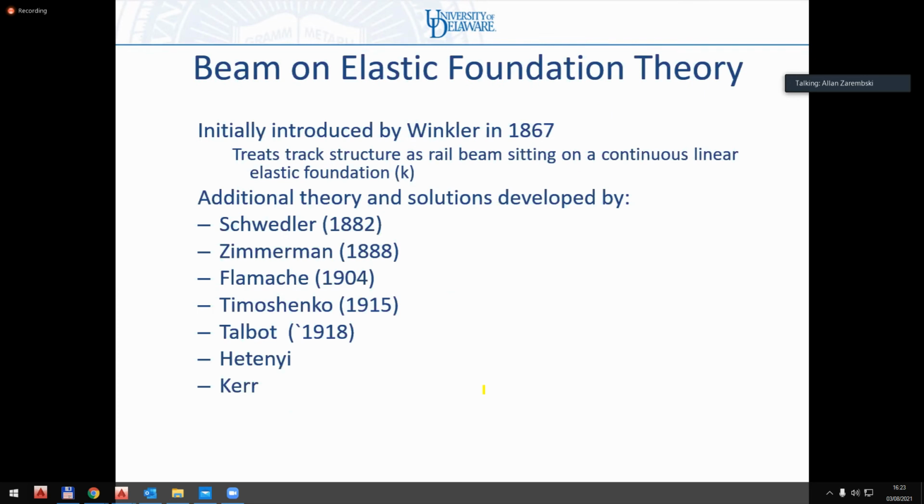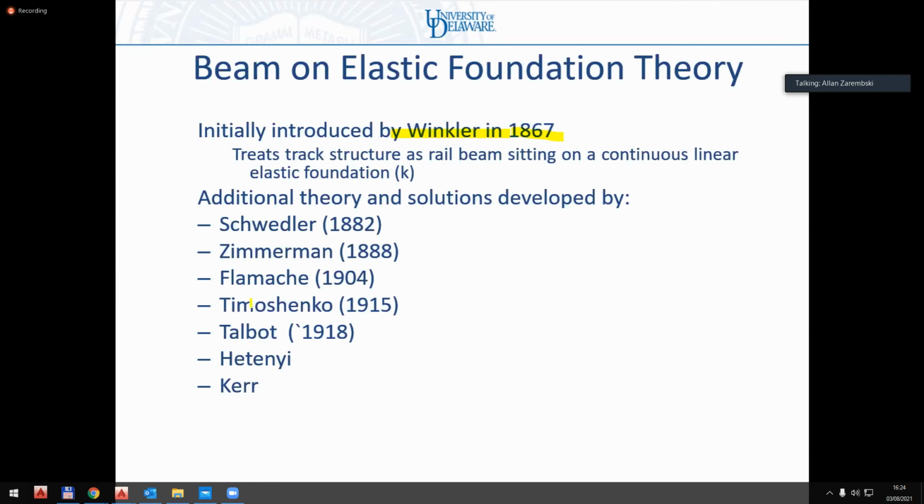So beam and elastic foundation theory, like a lot of things in the railway industry, dates back to the 19th century. It was initially introduced by a fellow by the name of Winkler in 1867, but additional work has been done through the 20th century.